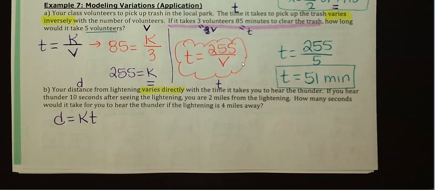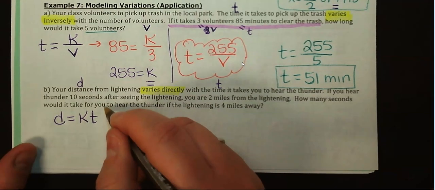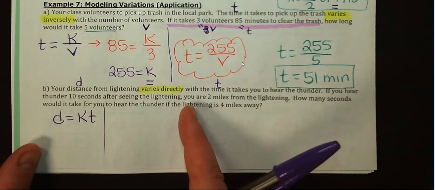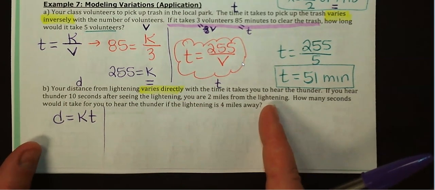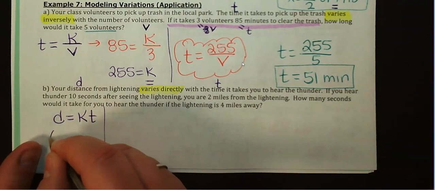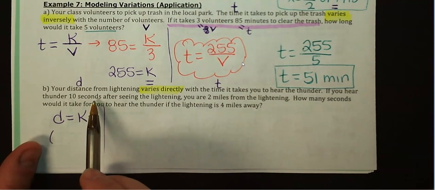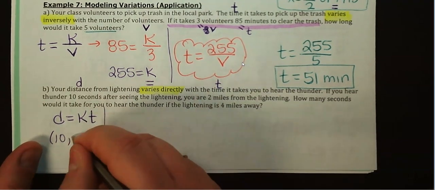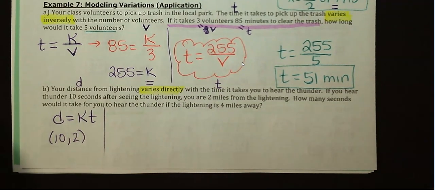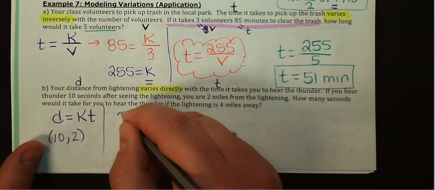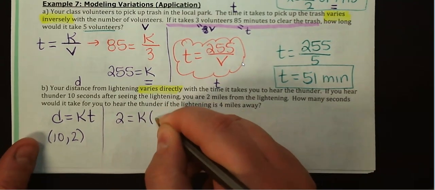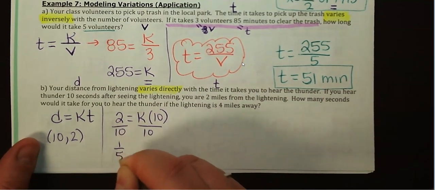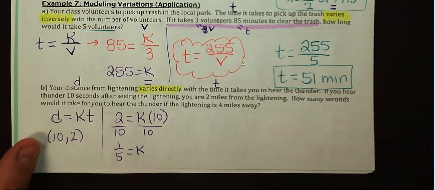So then they're going to give us just enough information to figure out what the K value is. So it says if you hear thunder 10 seconds after seeing lightning, you're 2 miles away from the lightning. If you guys wanted to think about that as a point, maybe 10 seconds is the time. That's kind of where we're used to seeing the x in these other equations, and then the distance we're 2 miles away, so it'd be kind of like that. You can just plug that in. So distance 2 miles away, the time 10 seconds, divide both sides by 10 there. 1/5 would be your K value.